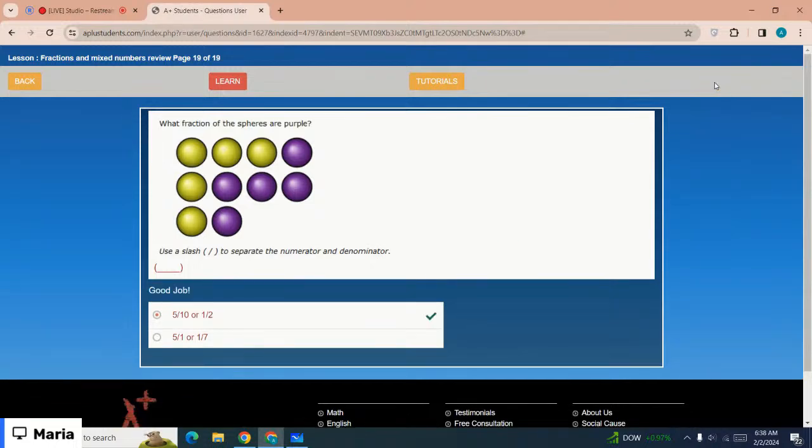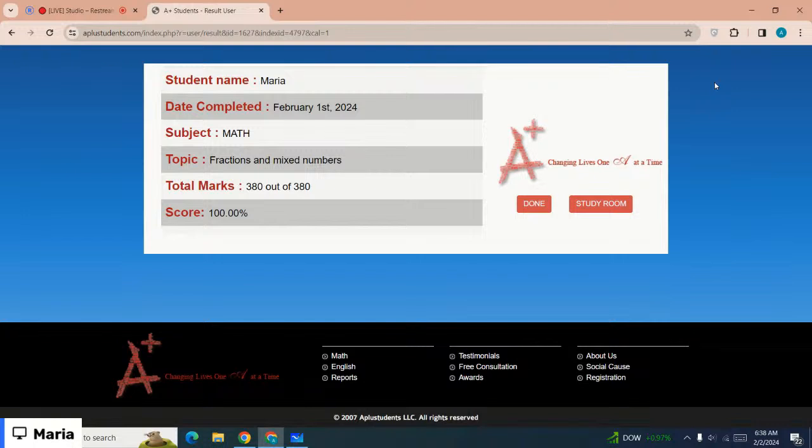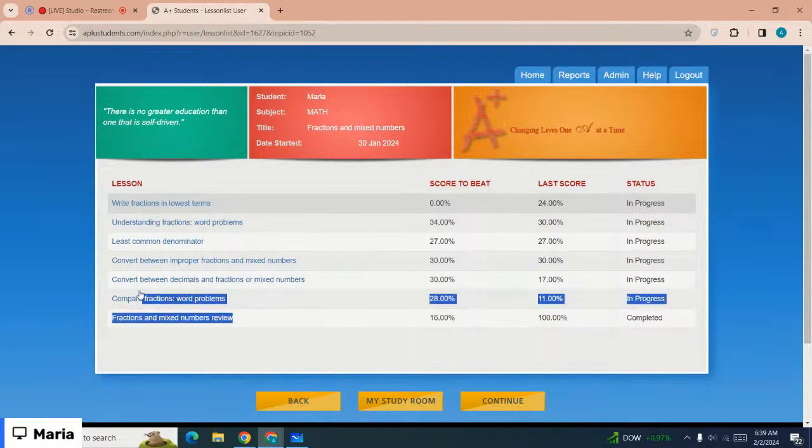Okay, we are done with the lesson. We're working on grade 6 math. The chapter we're working on is fractions and mixed numbers. The lessons we have covered today are convert between decimals and fractions or mixed numbers, compare fractions word problems, and fractions and mixed numbers review, right? So please make sure before the next session you complete all the practice questions.